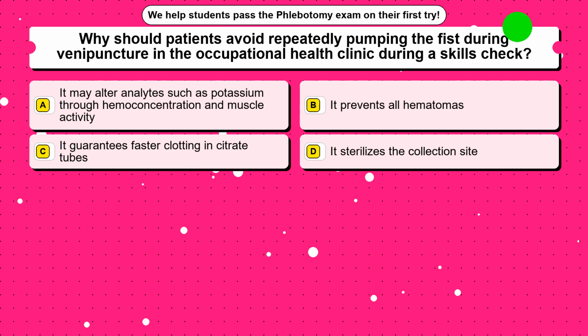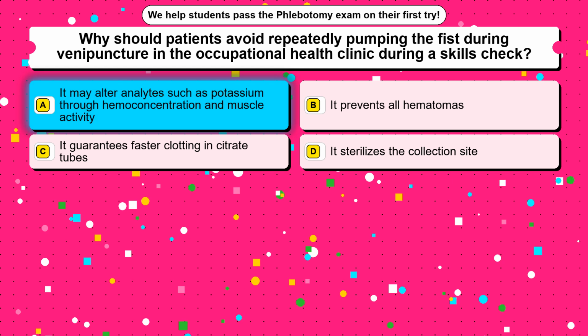Question 20. Why should patients avoid repeatedly pumping the fist during venipuncture in the occupational health clinic during a skills check? Option A. It may alter analytes such as potassium through hemoconcentration and muscle activity. Option B. It prevents all hematomas. Option C. It guarantees faster clotting in citrate tubes. Option D. It sterilizes the collection site.